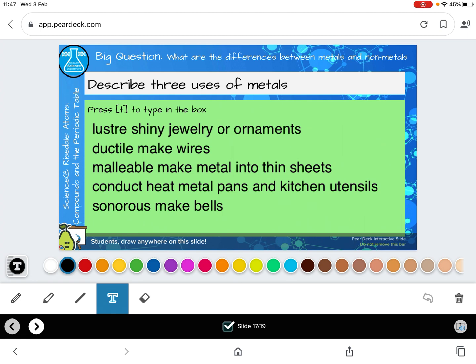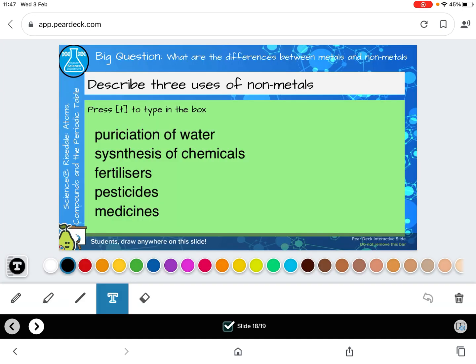Ductile, pulled into wires, so we use metals to make wires. Malleable, so we make metal into thin sheets, which then can be used to build aeroplanes or cars and things like that. Conduct heat, so we use it in the kitchen for metal pans and kitchen utensils. Sonorous, so it rings when you hit it. That means we can use it to make bells. Okay, so they were all mentioned in the video.